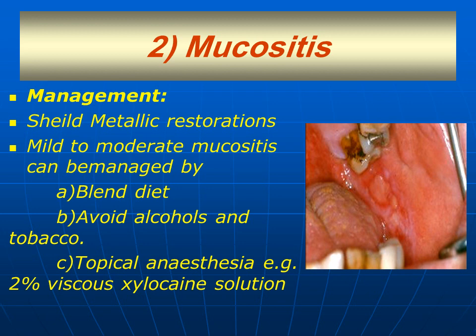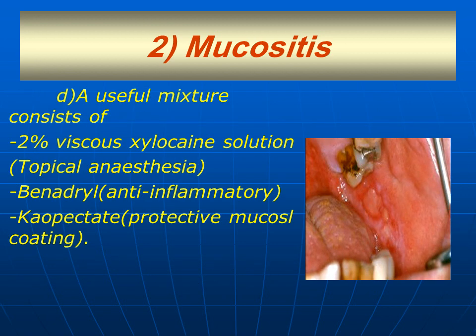Management: first, shield the metallic restorations to prevent backscatter radiation. Mild to moderate mucositis can be managed by bland diet, avoiding alcohol and tobacco, and topical anesthesia, for example 2% viscous xylocaine solution. A useful mixture consists of 2% viscous xylocaine solution as a topical anesthetic, Benadryl as anti-inflammatory, and copictate, which is a protective mucosal coating.